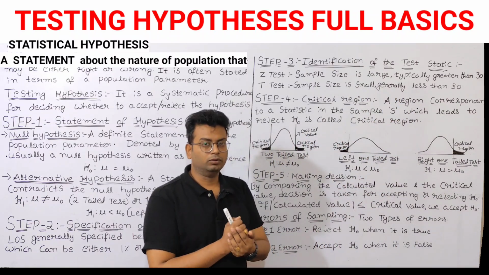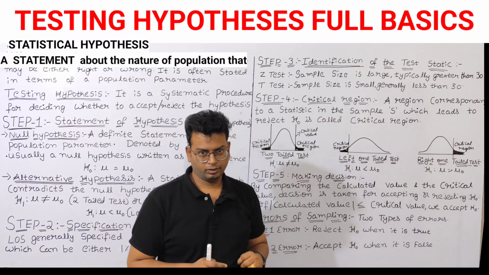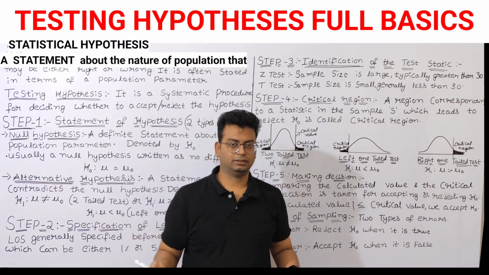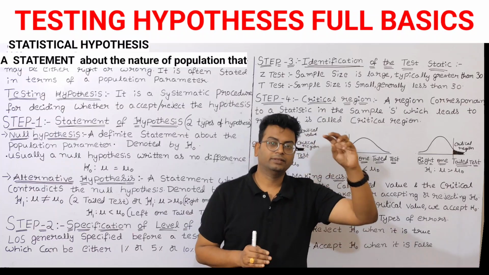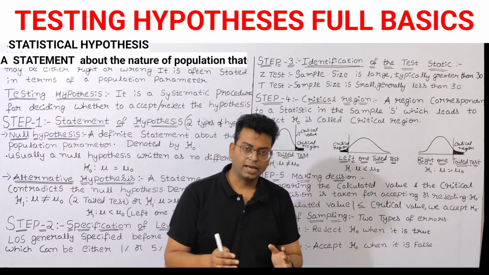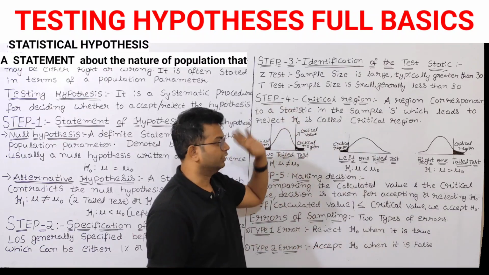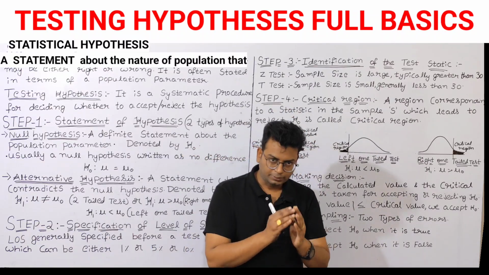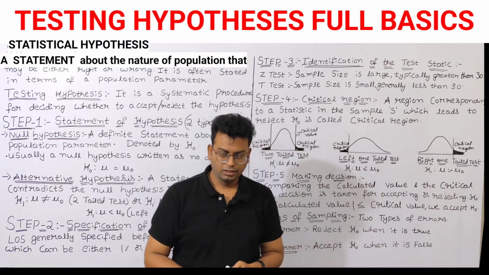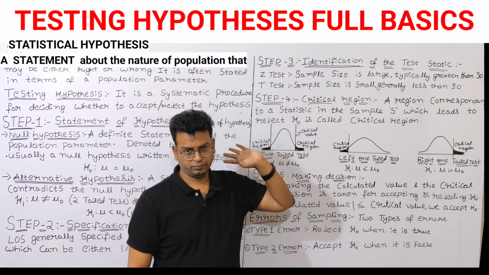Depending upon the sample size, we have to choose the test. If the sample size is large, meaning greater than 30, then we will consider the Z test. If the sample size is less than 30, then we will consider the T test. If the sample size is large, we consider the Z test; if it is small, we consider the T test.